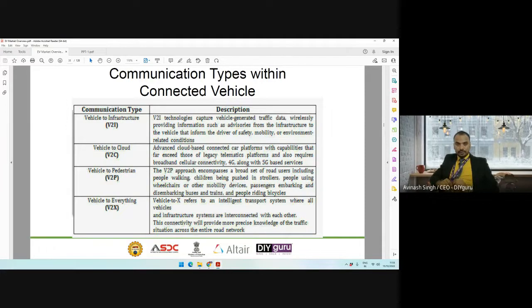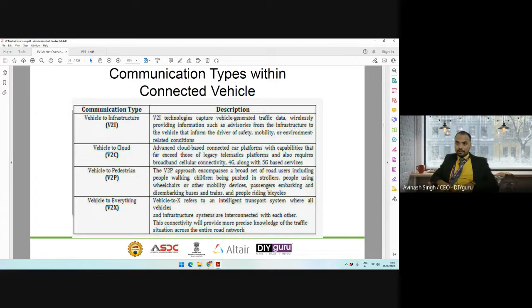Then comes vehicle to infrastructure. Vehicle to infrastructure technology captures vehicle-generated traffic data wirelessly, providing information such as advisories from infrastructure to the vehicle that inform the driver of safety and mobility. This is about a central server. Infrastructure means a central server from where some advisories are released to the owner or the driver of the vehicle about safety, mobility, or environment-related conditions.